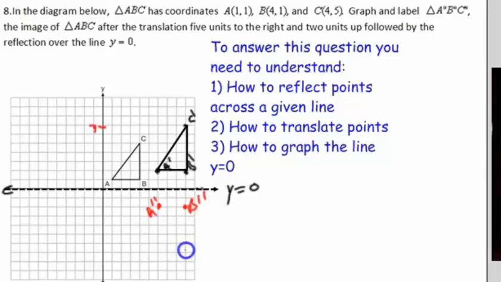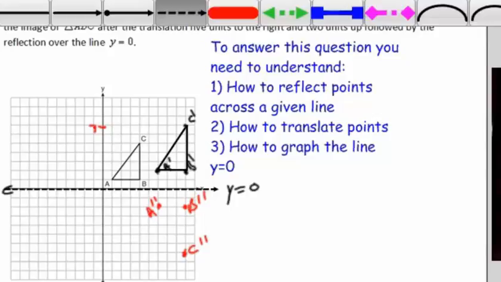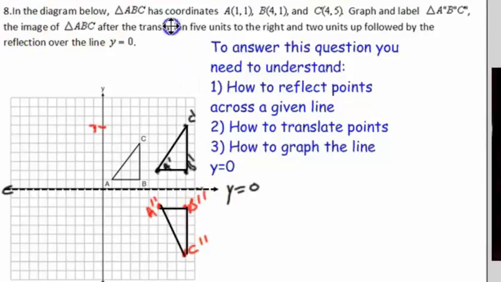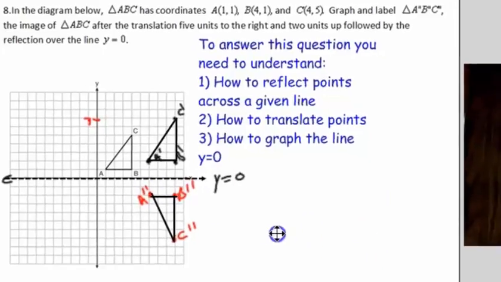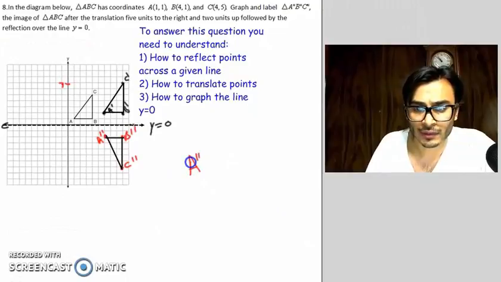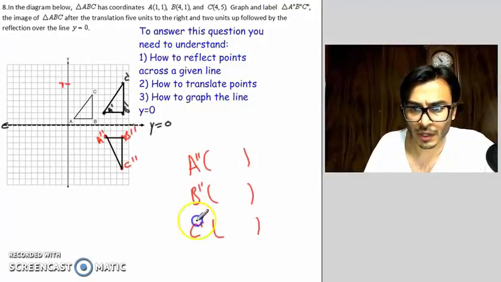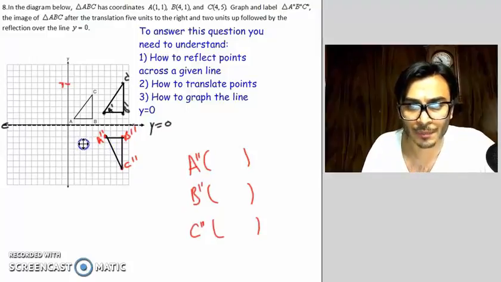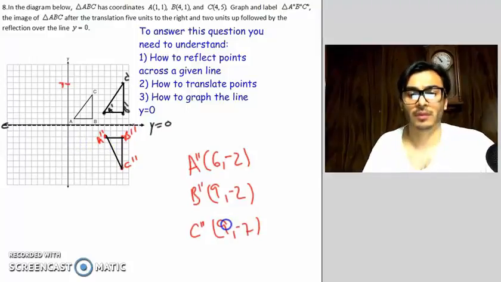So then that's going to put C double prime here. So let's go ahead and connect those. There is our triangle. Let's fix that up a little bit. All right. Now, so it says graph and label A double prime, B double prime, C double prime. So I graphed it. Points are labeled, but let's just go ahead and state the coordinates. All right. So the coordinates of A double prime, -7.